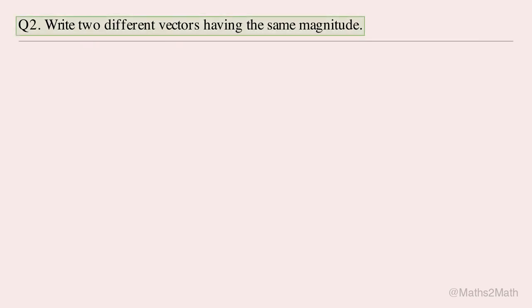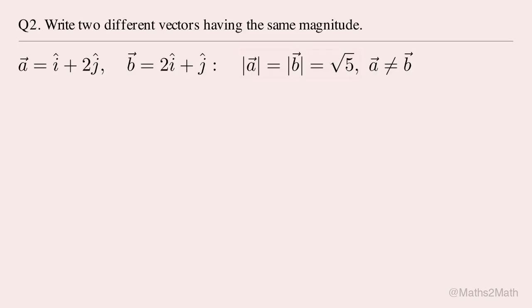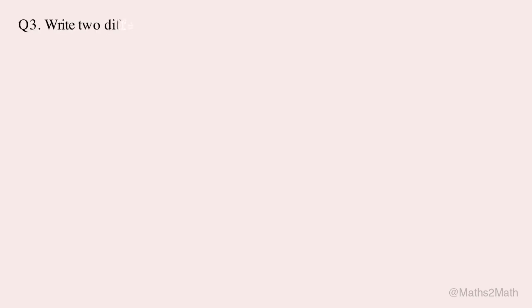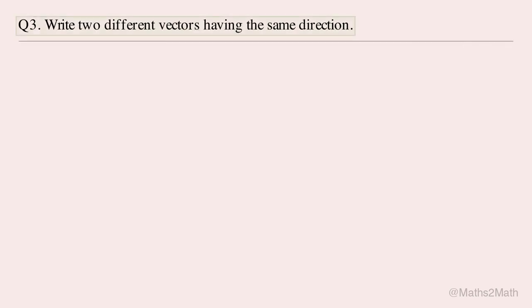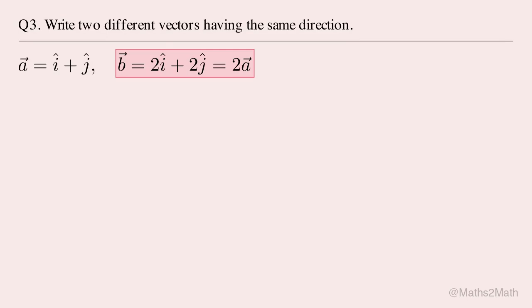Question 2. Any two vectors of one length in different directions. Component-wise, arithmetic settles it. For example, i hat plus 2j hat and 2i hat plus j hat. Both have magnitude root 5 but differ. Question 3. Scale a vector by a positive constant. Component-wise, arithmetic settles it. For example, i hat plus j hat and 2i hat plus 2j hat. One is twice the other, so directions match.